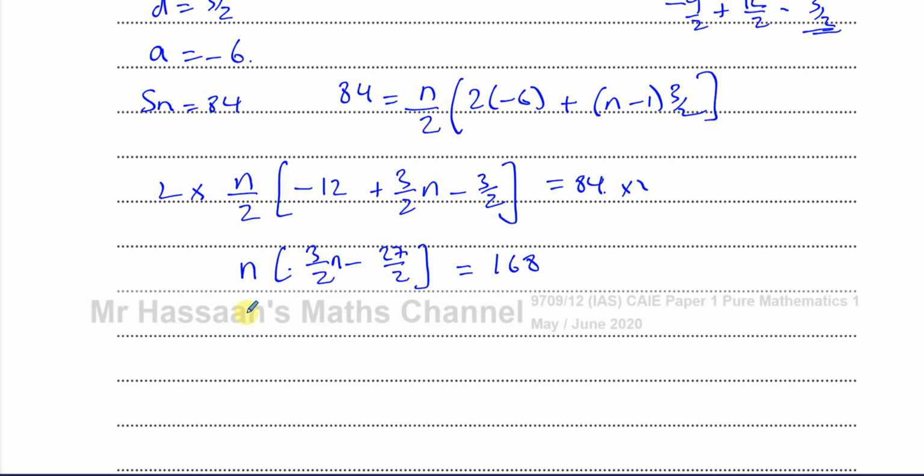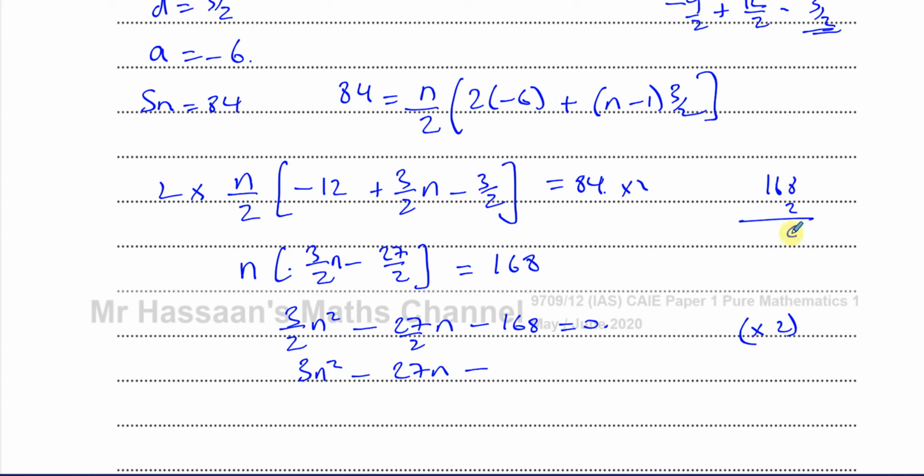So now we're going to end up with this quadratic: 3 over 2 n squared minus 27 over 2 n. Let me just bring everything to one side, minus 168 equals 0. I can multiply both sides by 2 to get rid of this fraction. So I got 3n squared minus 27n minus 168 times 2.